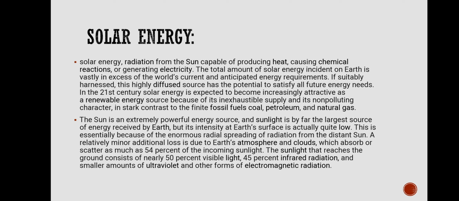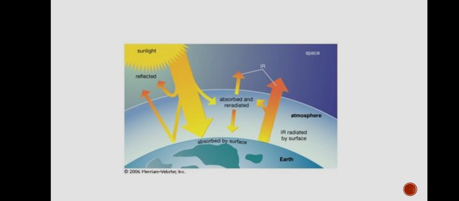The sunlight that reaches the ground consists of nearly 50% visible light, 45% infrared radiation, and smaller amounts of ultraviolet and other forms of electromagnetic radiation. As we can see in the picture, the energy transfer, or heat transfer, occurs between sun and Earth in the following way.